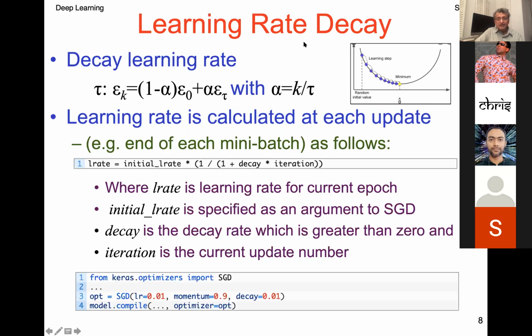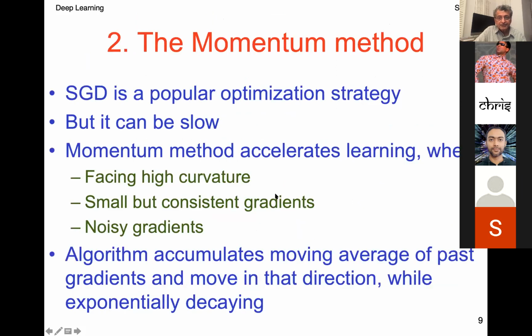Okay, learning rate decay. So decay learning rate. So learning rate is calculated at each step. So this is how the learning rate is being calculated. It's getting smaller and smaller. So that's the adaptive nature of things.